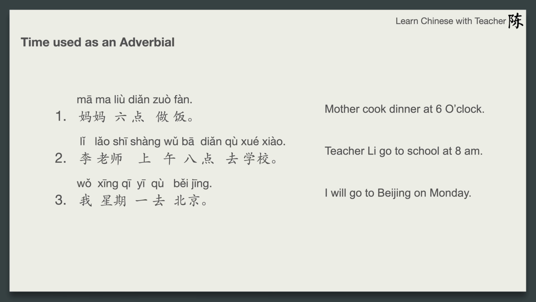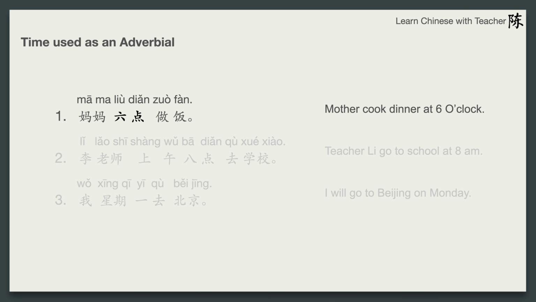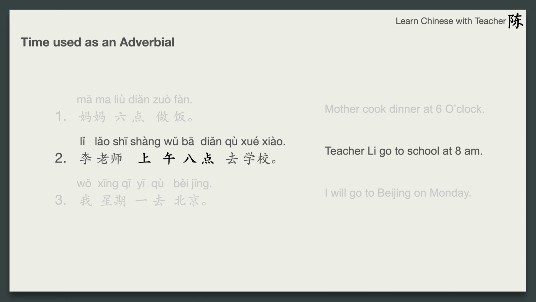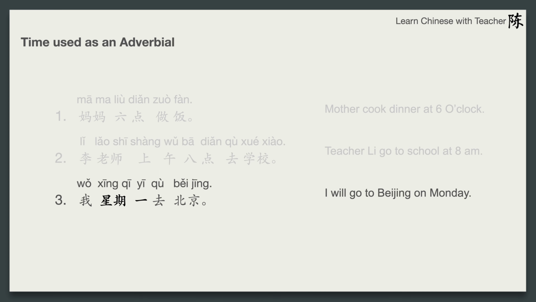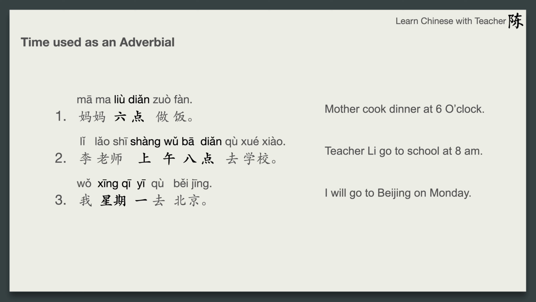Time used as an adverbial. 请跟我读这些句子。妈妈6点做饭。李老师上午8点去学校。我星期一去北京。When time is used as an adverbial, in English, you can put it at the last of a sentence, but in Chinese, we put it after the subject and before the verb.